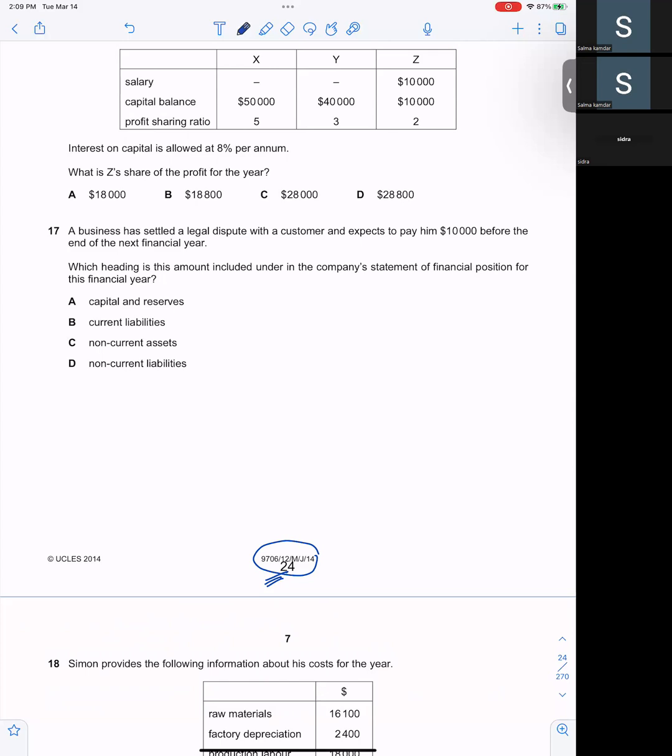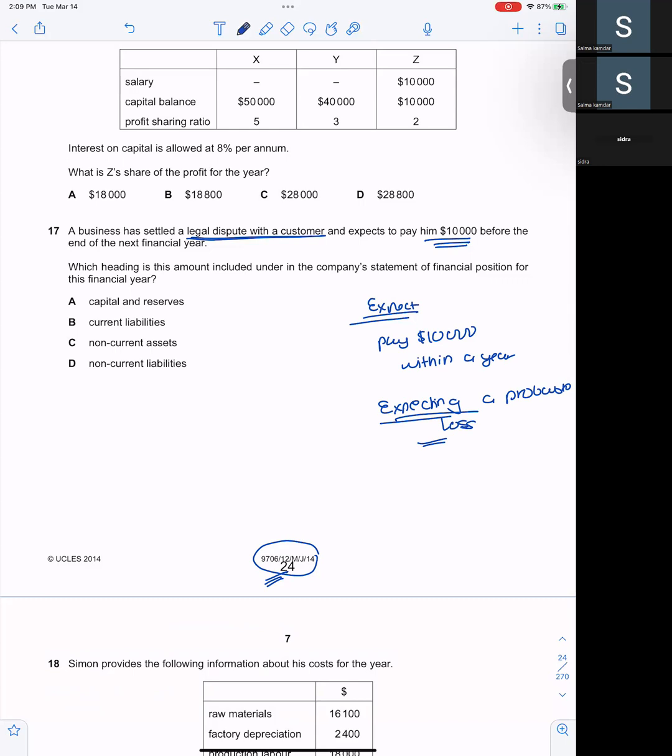You have settled a legal dispute with a customer, and you expect to pay him 10,000 before the end of the next financial year. Are you with me? You have to pay 10,000 within a year. So you are expecting a probable loss. If you are expecting a probable loss, where will you put it in the statement of financial position?